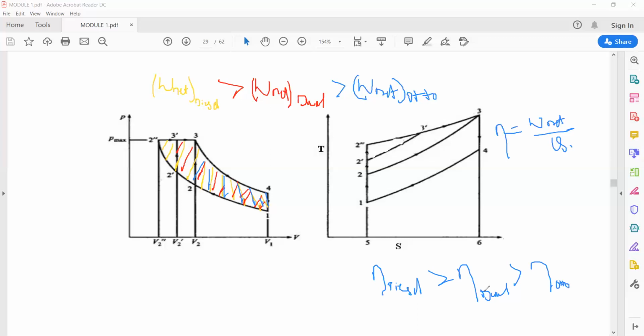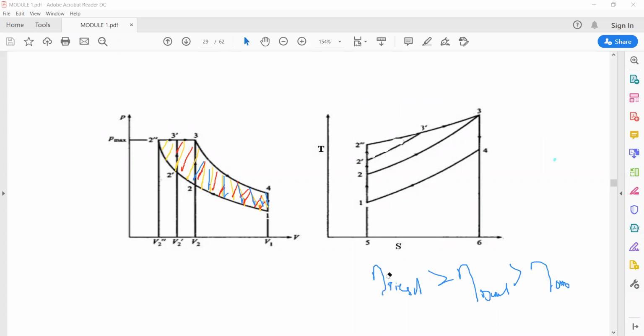Sometimes in competitive exams they will ask which one has the maximum pressure or maximum temperature, or which one has the maximum efficiency. The answer is that the diesel cycle has maximum efficiency compared to the dual and Otto cycles. So please remember these points. Now let's go to the next important analysis.